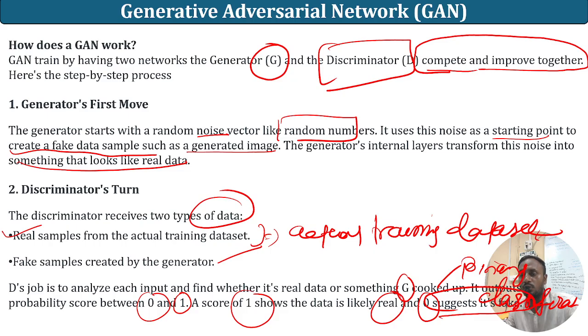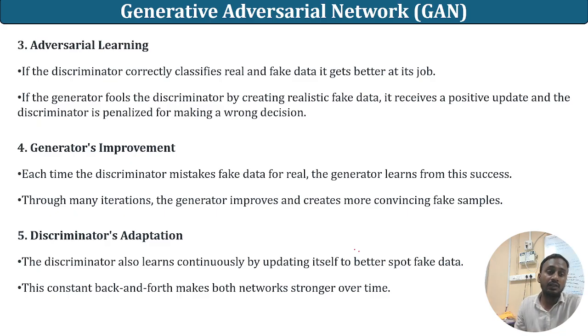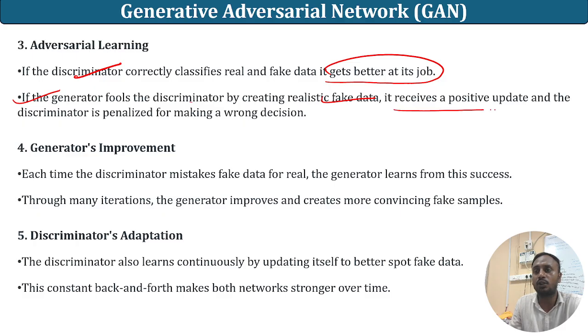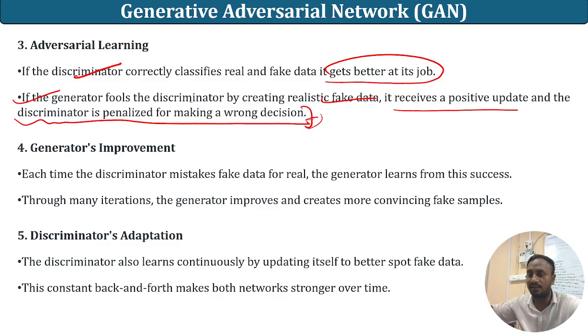So if someone wants to work on that, the molecular classification, even people can do it here also. So then adversarial learning. If the discriminator correctly classifies real and fake data, it gets better at its job. If the generator fools the discriminator by creating relatively realistic fake data, it receives a positive output and the discriminator is penalized for making the wrong decision. So that's how the training will happen.